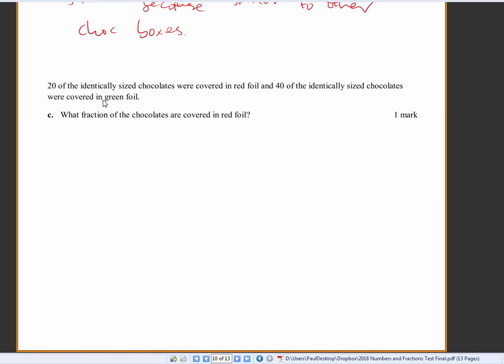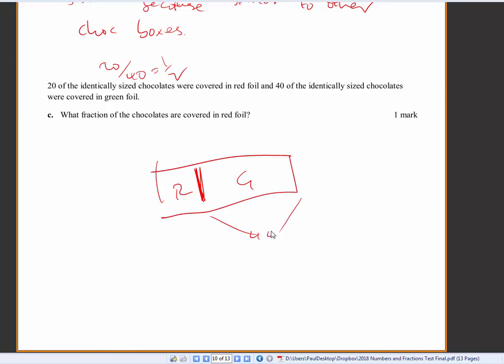Okay, 20 identically sized chocolates were covered in red foil, and 40 of the identically sized chocolates were covered in green foil. What fraction of the chocolates are covered in red foil? What we were hoping for with this one is you just didn't do 20 over 40, which is a half, but rather an understanding of the Singapore bar model perhaps, that these are the red foil ones, so that's 20 of them all, and these are the green foil ones. So green is 40, red is 20. That means all of them are 60. We've got 20 out of 60, which is the same as 2 out of 6, which is the same as a third.